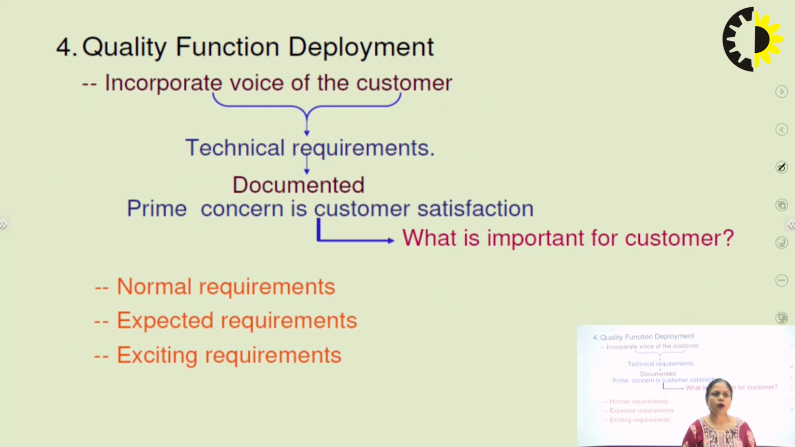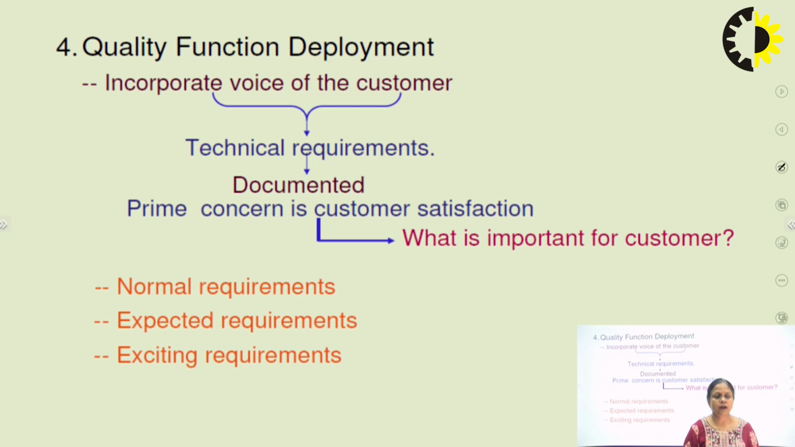Next is quality function deployment. Now, in quality function deployment, we will find out what is important for the customer. There can be many types of requirements, but there can be some important requirements which should be fulfilled first, and this will be communicated by the customer only. Which requirement is higher priority and which requirement is lower priority.